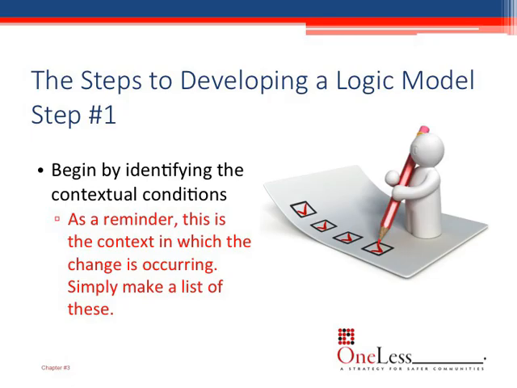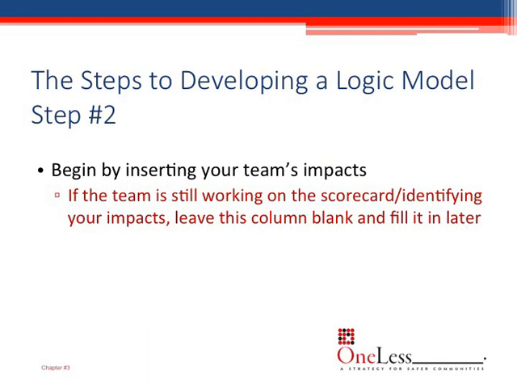Back to the contextual conditions. As a reminder, these are the external conditions that can help or hinder your efforts. Make a list of these in the far left column and remember to keep them in mind as you work on the other portions of your logic model. Next, insert your team's scorecard measures in the impacts column. If your team hasn't quite finished the scorecard, come back to this later. Just to be clear, we start with the impacts so as always to be focused on the ultimate changes we are trying to make.